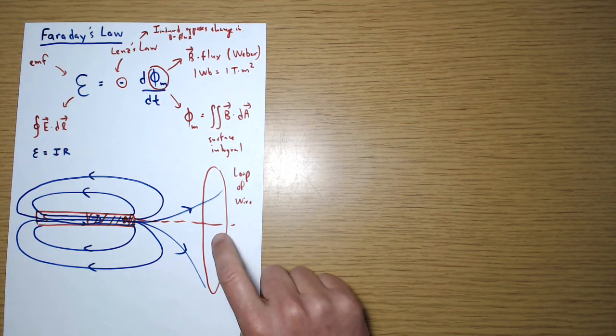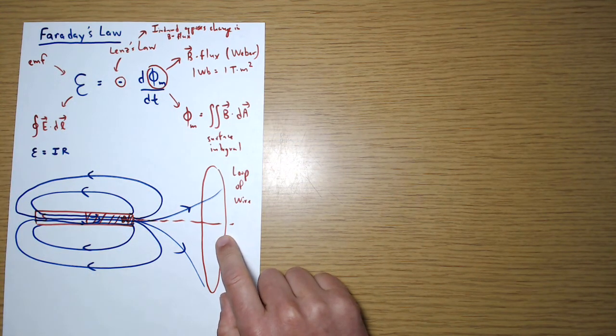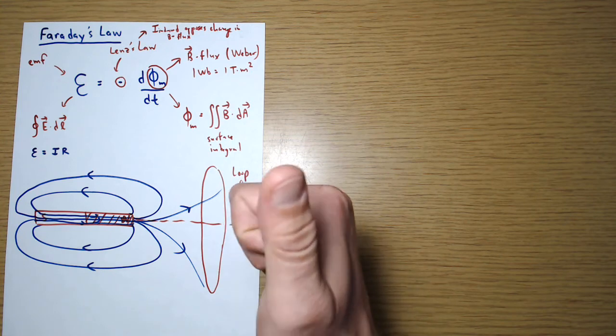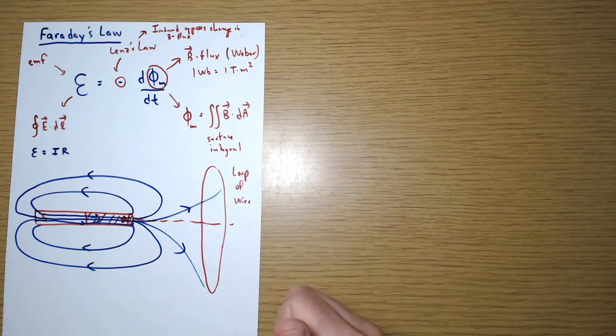So we'd have an induced current. The strength of it would be given by Faraday's law right here, just taking the magnitude. The direction would be given by Lenz's law, and we have to use the right-hand rule in association with the direction of the current flow.